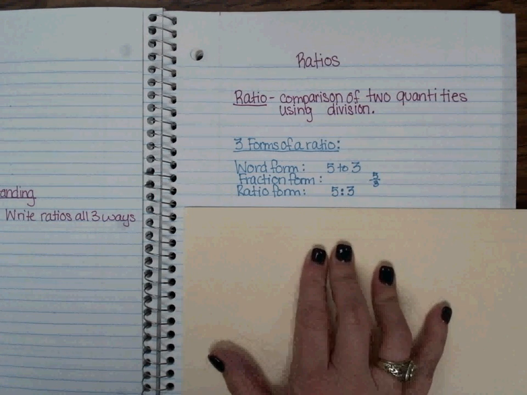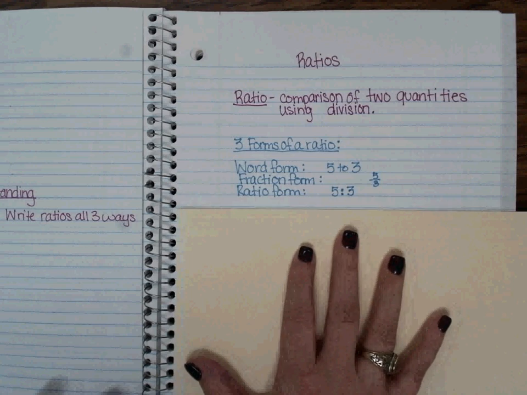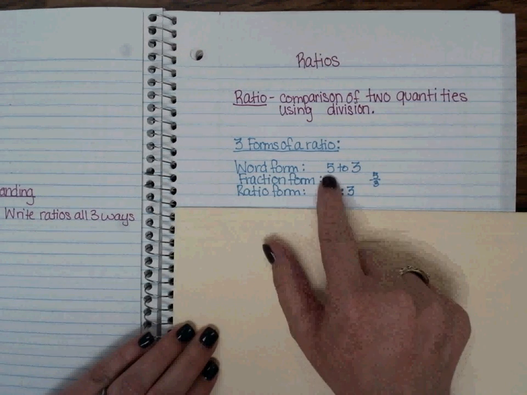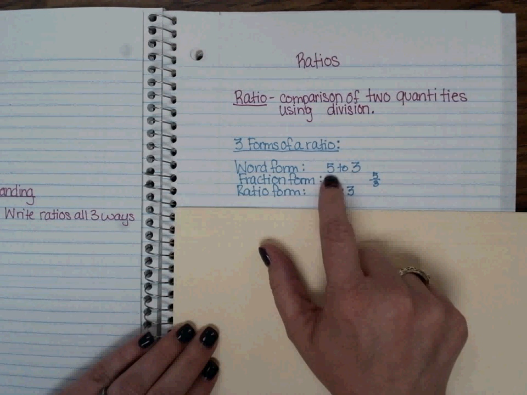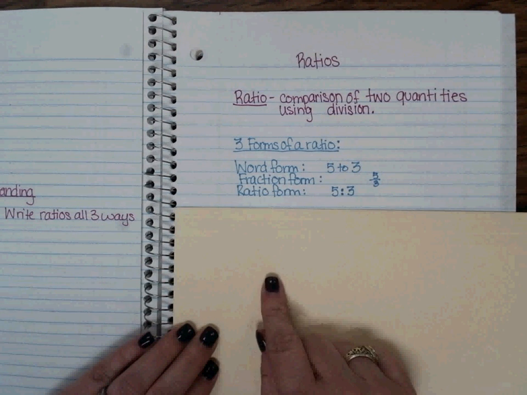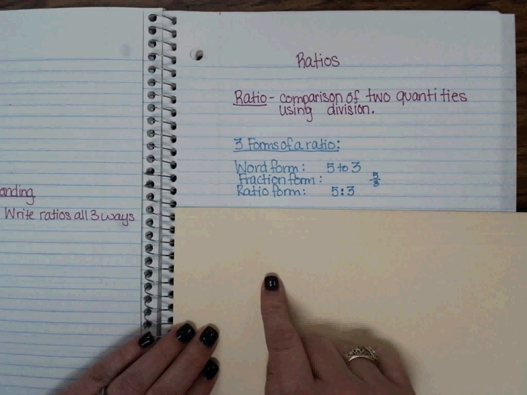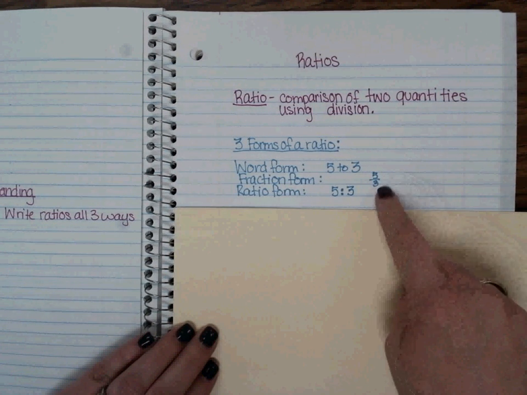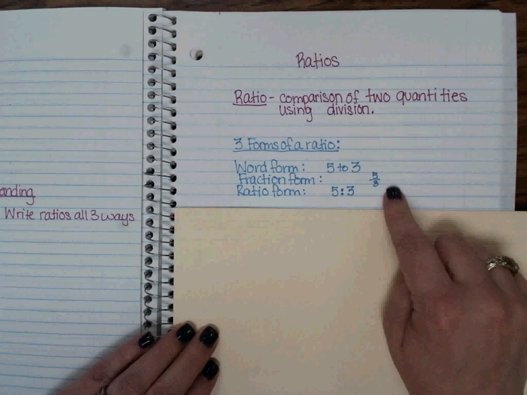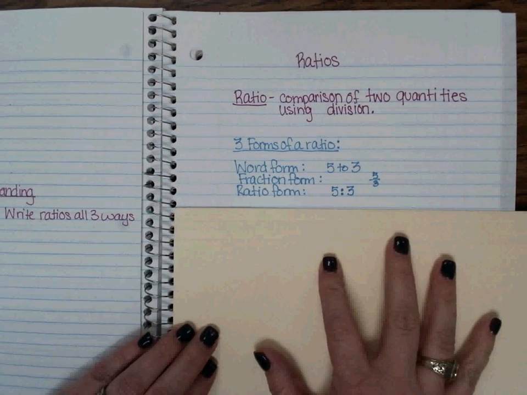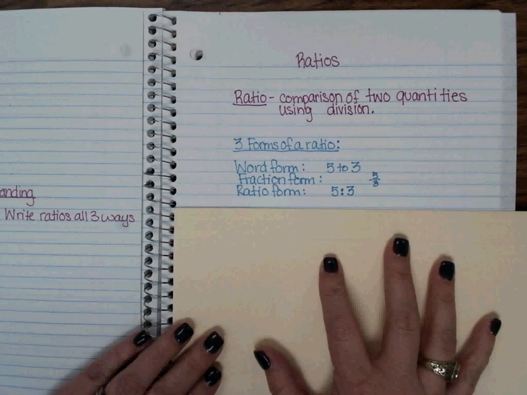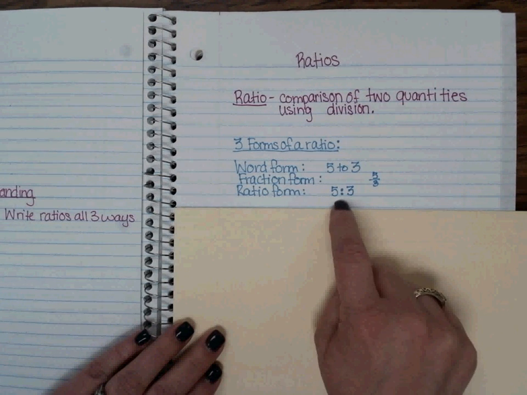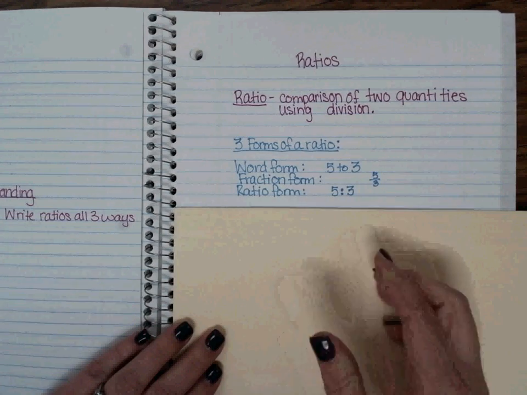Okay, ratios are pretty easy to work through. The word form: if I'm comparing two things, 5 to 3, I say it 5 to 3. Fraction form is the same numbers, we just write it as a fraction, so it's 5 over 3. We don't call this 5/3 because it isn't a number, it's still comparing two quantities. And the last way is the ratio form, with these little dots in the middle, the colons. So those are just three ways that we write ratios.